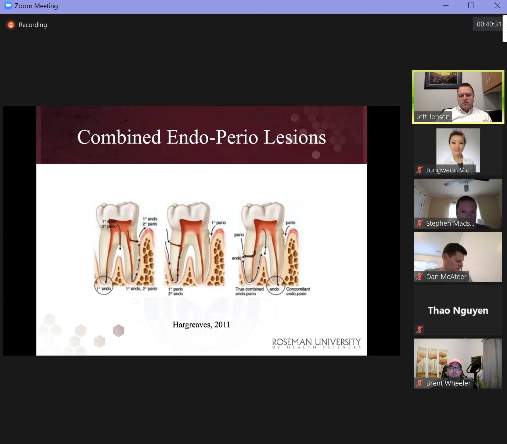And then you have a primary perio, secondary endo. So that's essentially perio that progresses to the point where it starts to affect the pulp. And then a true combined perio and endo lesion is where you have a primary endo, so some sort of root or canal necrosis, but there's also perio, and they actually meet together and meld. And then a concomitant endoperio just means those haven't met yet. So you have perio going on with an endo lesion, but they're not connected. And we'll go through this here in just a second. So this is just a little overview of these different lesions.